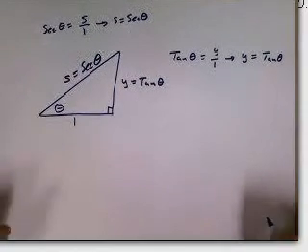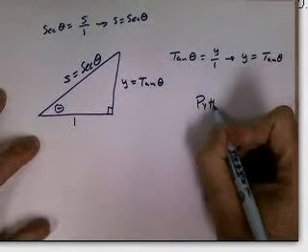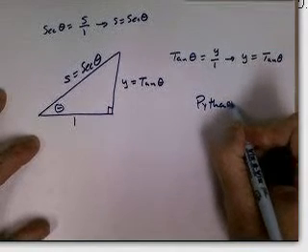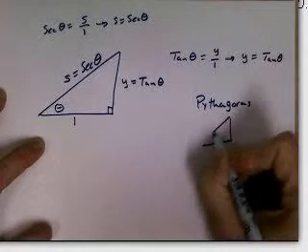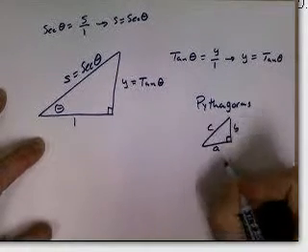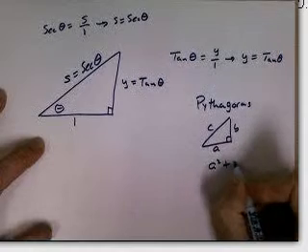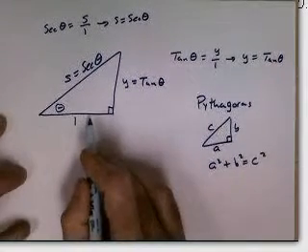Okay. Now, remember what our buddy Pythagoras tells us. Pythagoras says that for any right triangle, if you have side lengths a and b and hypotenuse length c, that a squared plus b squared equals c squared. So what does Pythagoras tell us about this triangle?